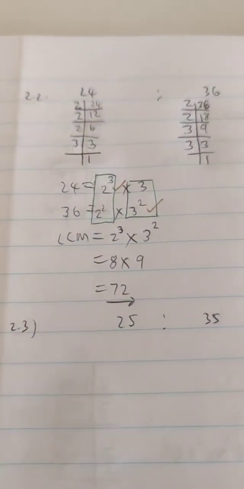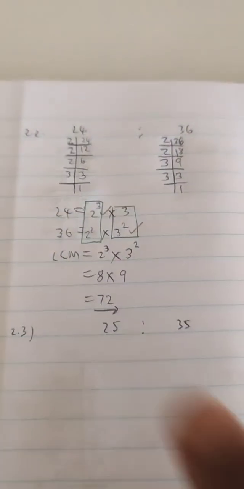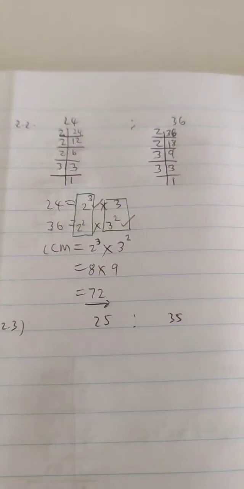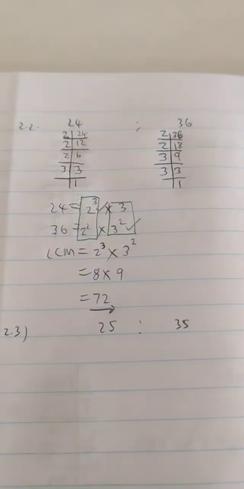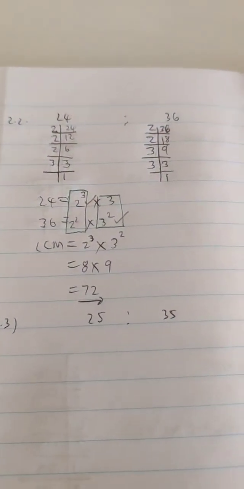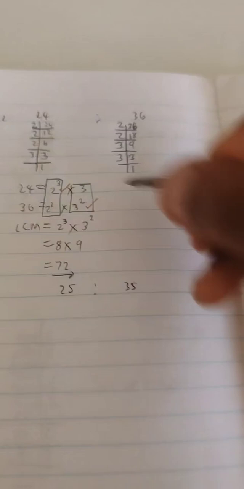2 cubed is 8. 3 squared is 9. 8 times 9 is 72. That is the LCM of 24 and 36. It is 72. Even by inspection, you know that the LCM of 24 and 36 is 72.